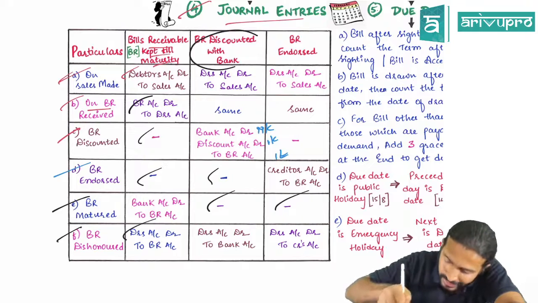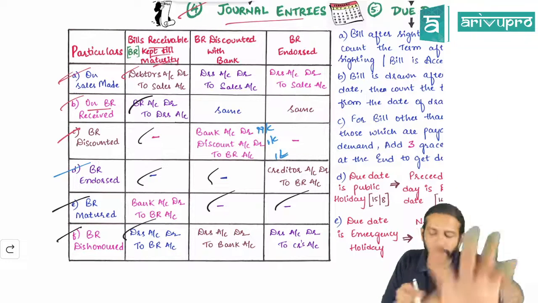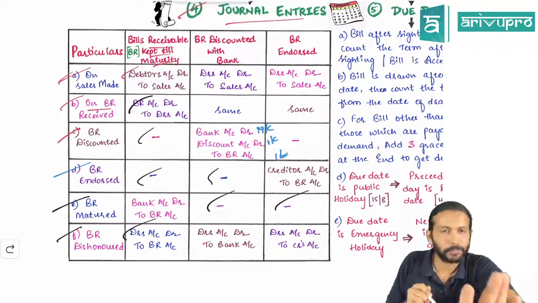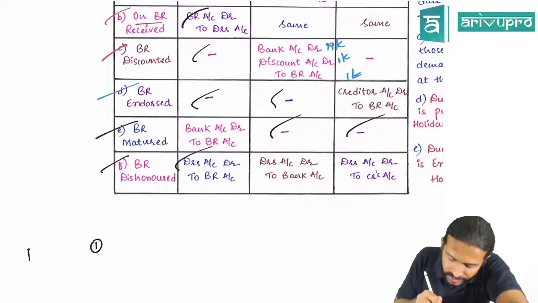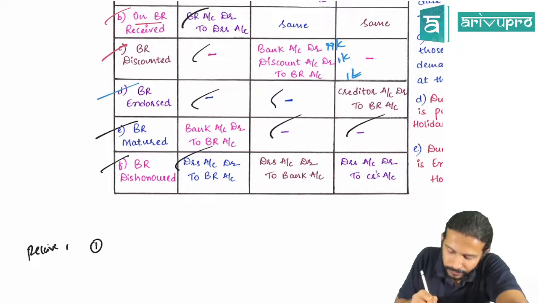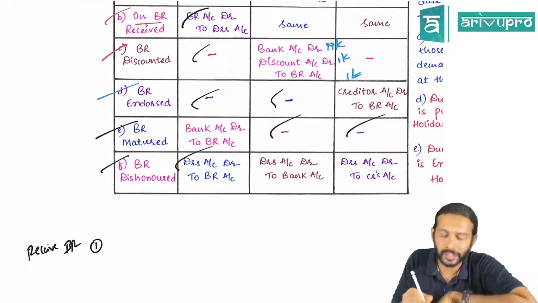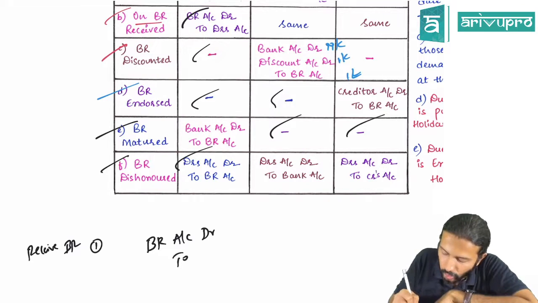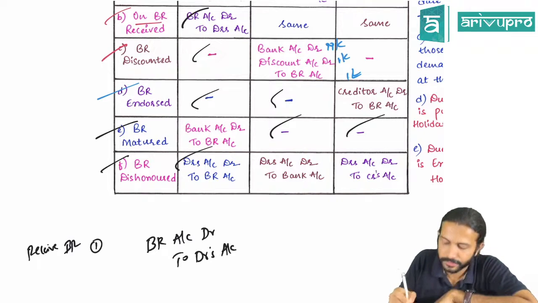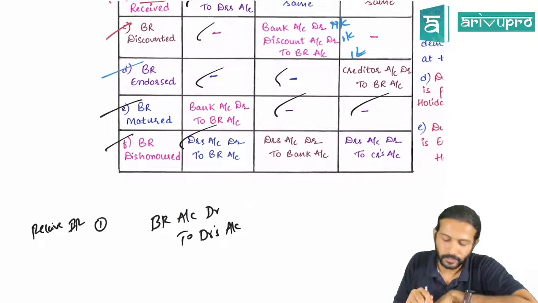Okay, we'll go for the second scenario. You discounted the bill with the bank. All right, sir, one minute, I'll pass the entry for you. When you received the bill, what journal entry did A Limited pass? They passed the entry bill receivable account debit to debtors account.